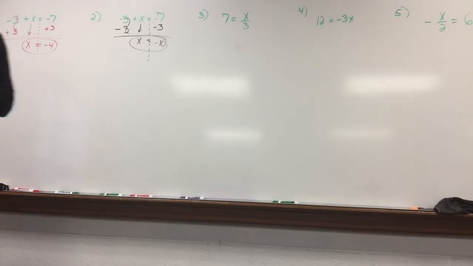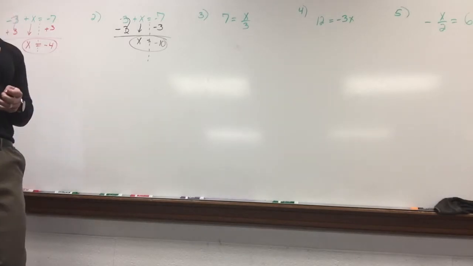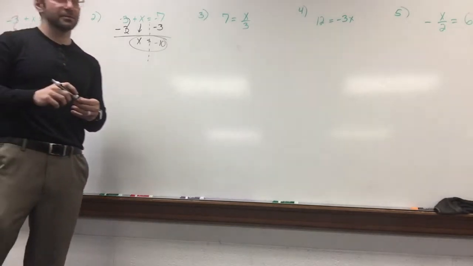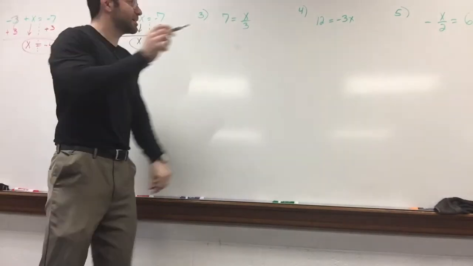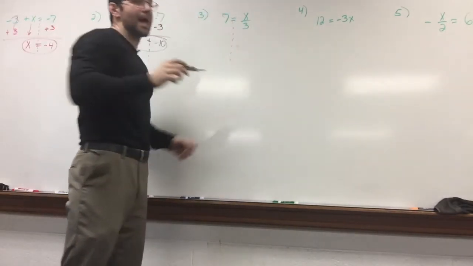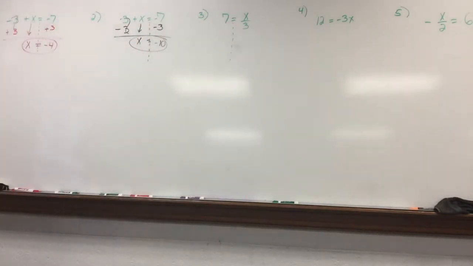Can somebody read number 3 for me? I want it mathematically sound. Braden? 7 equals x over 3. It's not quite mathematical. Corey? 7 equals x divided by 3. Okay, so we want that division. Because when I read it like that, Braden, now I know what operation that is. Does that make sense? So now I have x divided by 3.